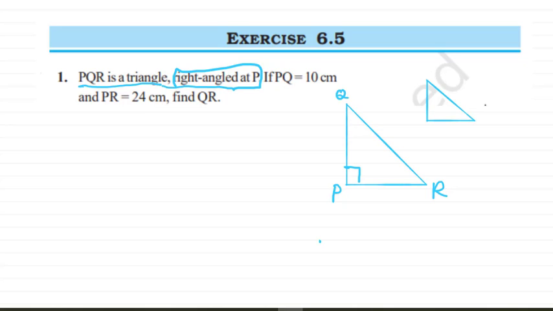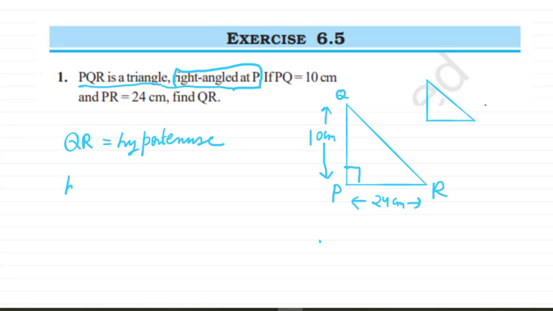Now here few things are given, that PQ is 10 centimeters. In all these questions you should draw the diagrams also, so that will be helpful for solving the questions. Now PR is given as 24 centimeters. So now you have to find out QR. So QR is which side? QR is the hypotenuse.